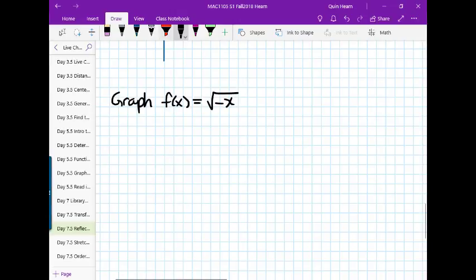All right, so in this case, is the change to the function inside or outside the function? So what I mean by that is, is it inside or outside the radical? The negative in this case is inside the radical. And so it's inside the function. It affects the x coordinate.